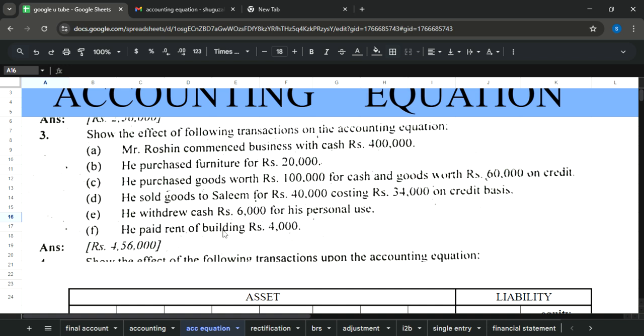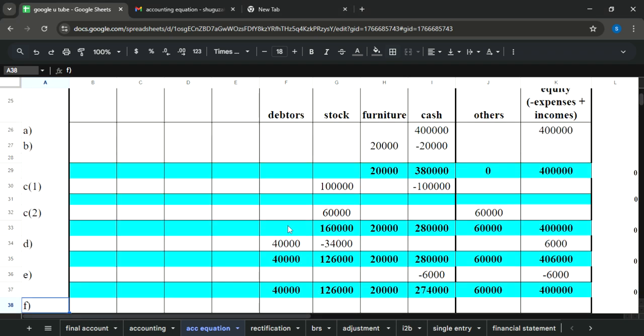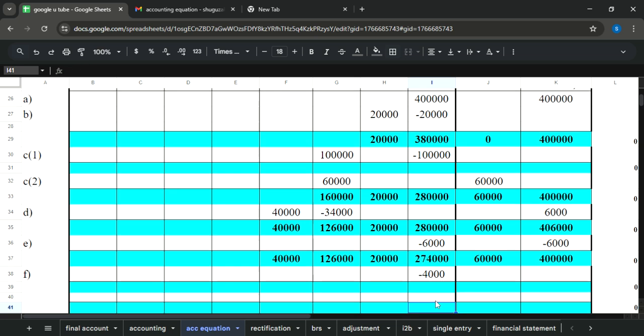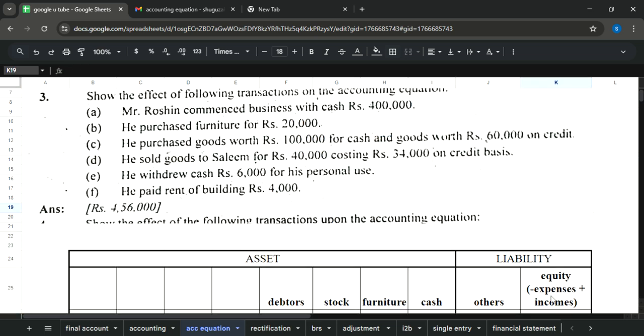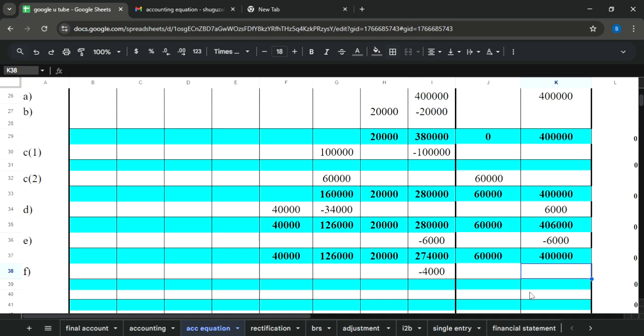He paid rent of the building. When you are paying, it means cash is going out. So again, decrease in cash. Over here, you will come to the cash column. How much amount have you paid? 4,000. So minus 4,000, cash is decreasing. Rent is your expense. So you will come over here because we know all expenses and income will be posted in this column. Sign of expense is minus. So minus 4,000 we will post over here.